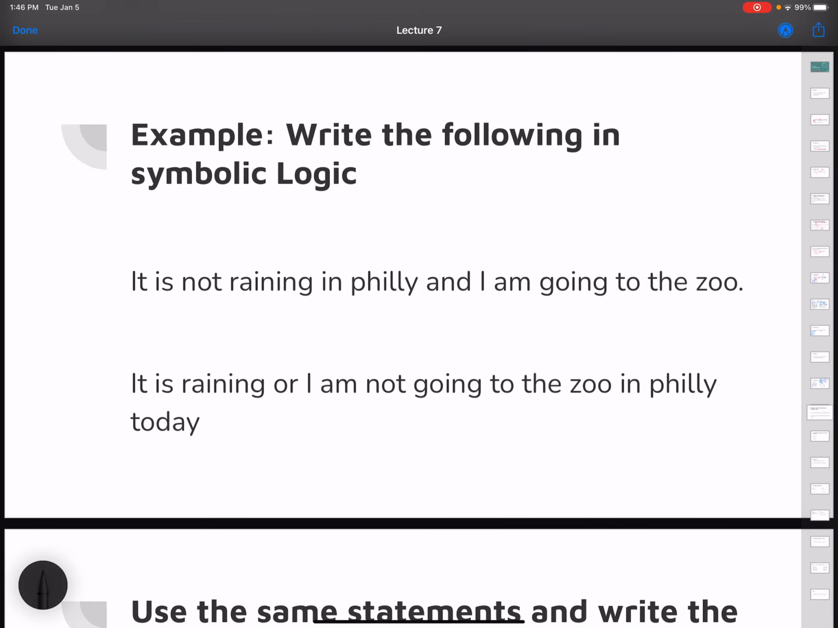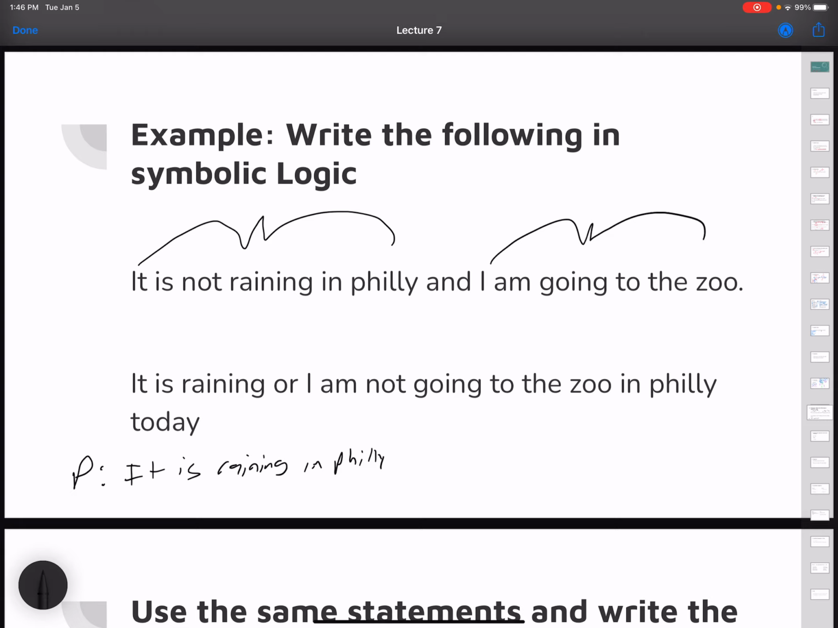Moving on. What if we want to write these statements in symbolic logic? Well, we would start by writing what is P and what is Q. So P is going to come from this one. It is not raining in Philly, so for P, we're just going to write it is raining in Philly. And then Q is going to come from here. I am going to the zoo. Well, that's fine, so we'll just write it. Q is I am going to the zoo.